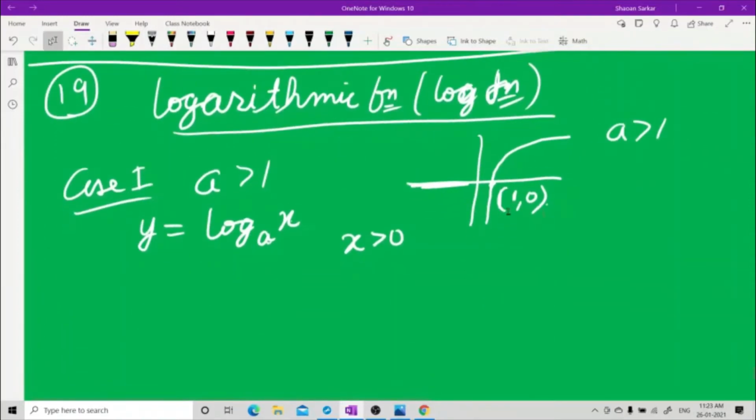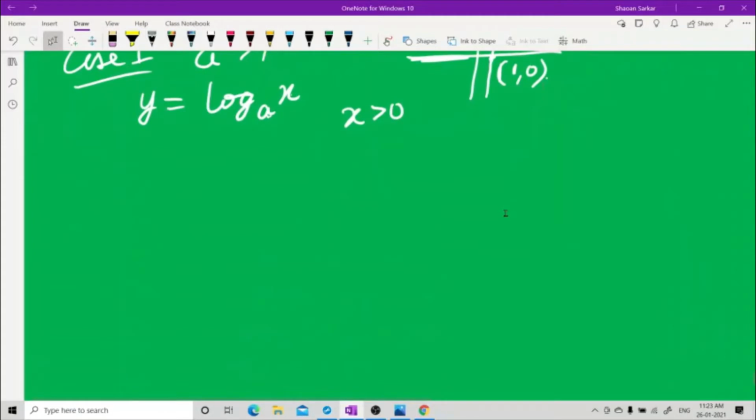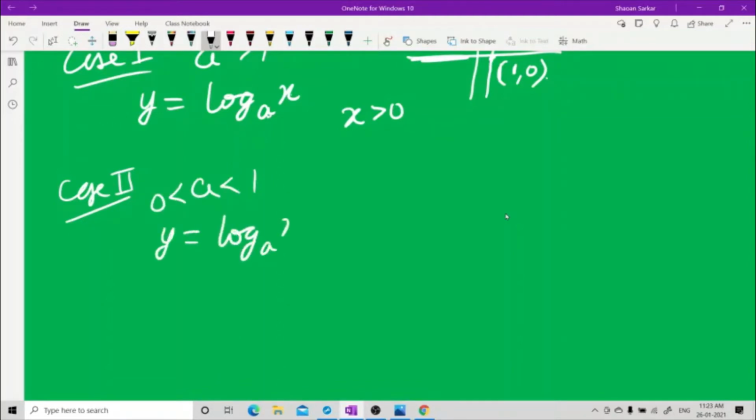Now we have the next case, case number 2, where a is between 0 and 1, y = log base a of x. We have this type of graph. Of course, for this also x is defined for x greater than 0. Undoubtedly, we do not have a negative side. This is your x-axis, this is your y-axis. Now it is going to be somewhat like this. This is your point (1, 0).